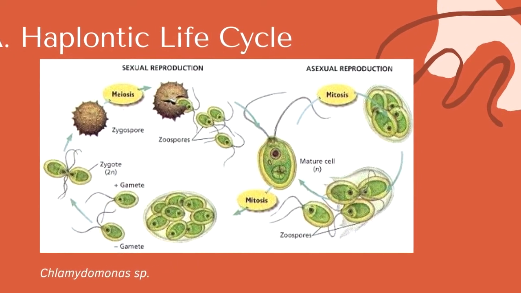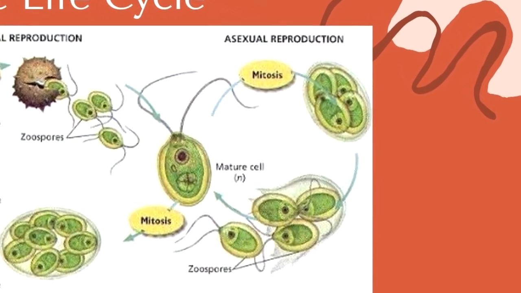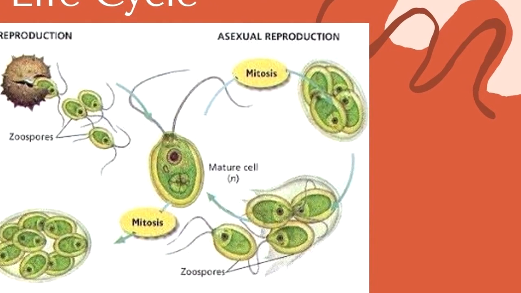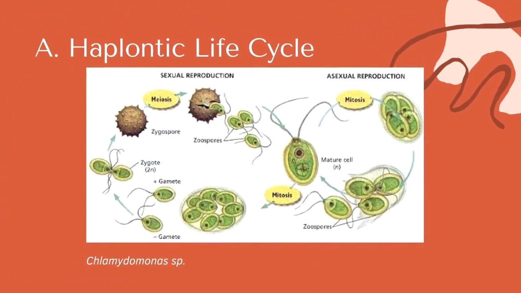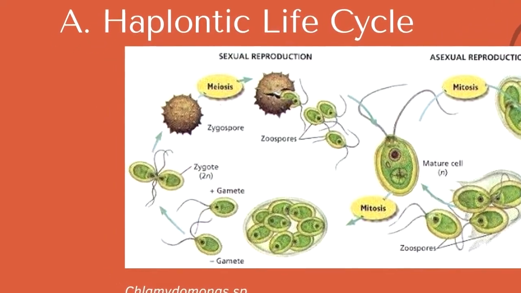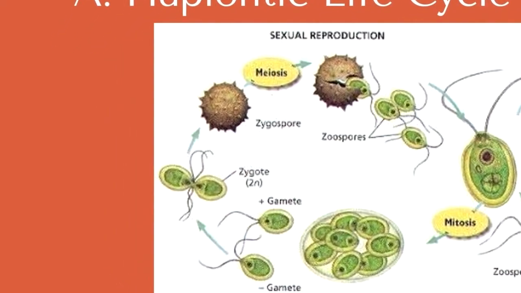During the asexual reproduction, usually a single mature cell of Chlamydomonas would undergo mitosis. So you have cell division occurring, and in that way it is able to produce zoospores which can grow into a mature cell of the organism. Other than asexual reproduction, your Chlamydomonas may as well undergo sexual reproduction.